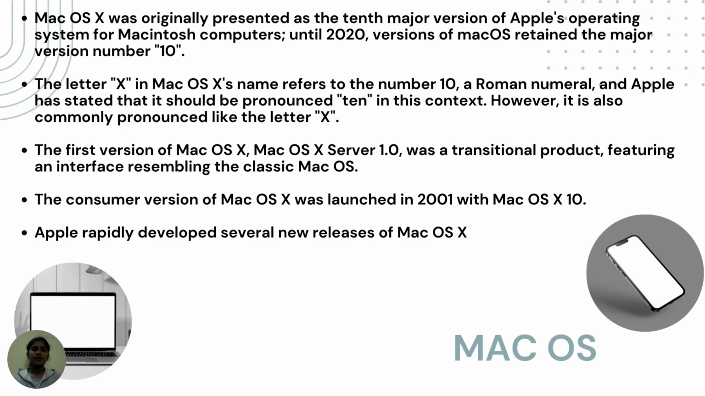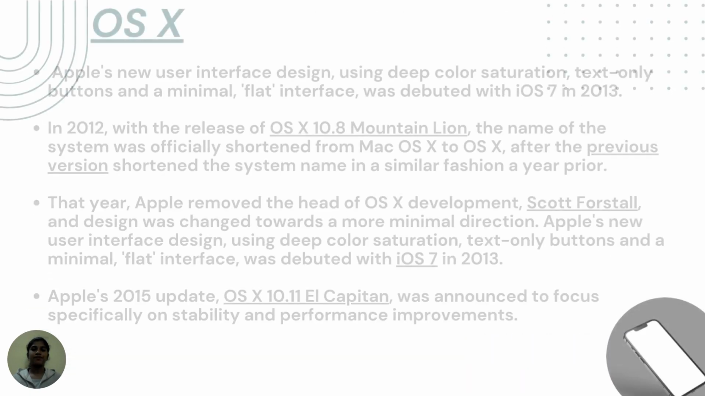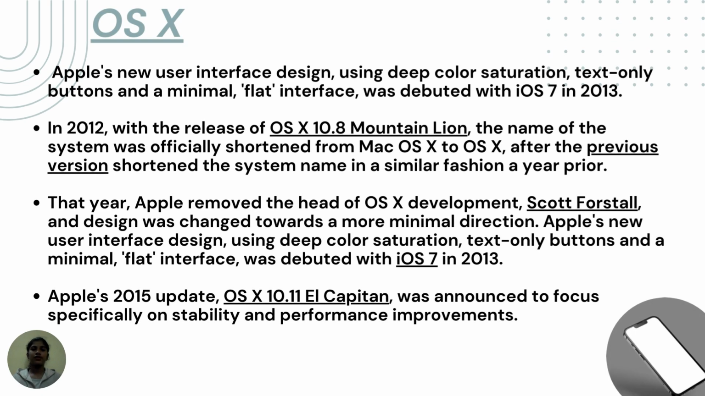Mac OS was originally presented as the 10th major version of Apple's operating system. Until 2020, versions of Mac OS retained major version number 10. The first version of Mac OS X, Mac OS X Server 1.0, was a traditional product featuring an interface resembling the classic Mac OS. The consumer version of Mac OS X was launched in 2001 with Mac OS 10. Apple rapidly developed several new versions of Mac OS X. So now we're going to see what is OS X, also OS 10.